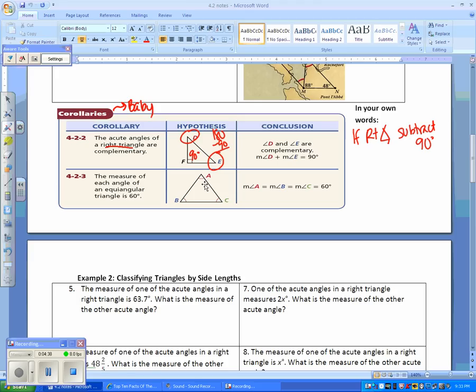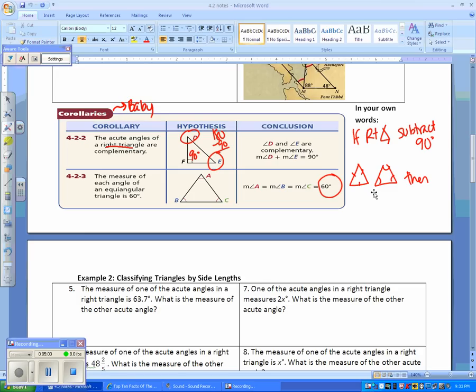The other one, when we talked about this in class, is if we're talking about equilateral triangles or equiangular triangles. Equilateral, all the sides are the same; equiangular, all the angles are the same. Then if you add up the angles, since the angles have to be congruent, the angles have to equal 60 degrees.